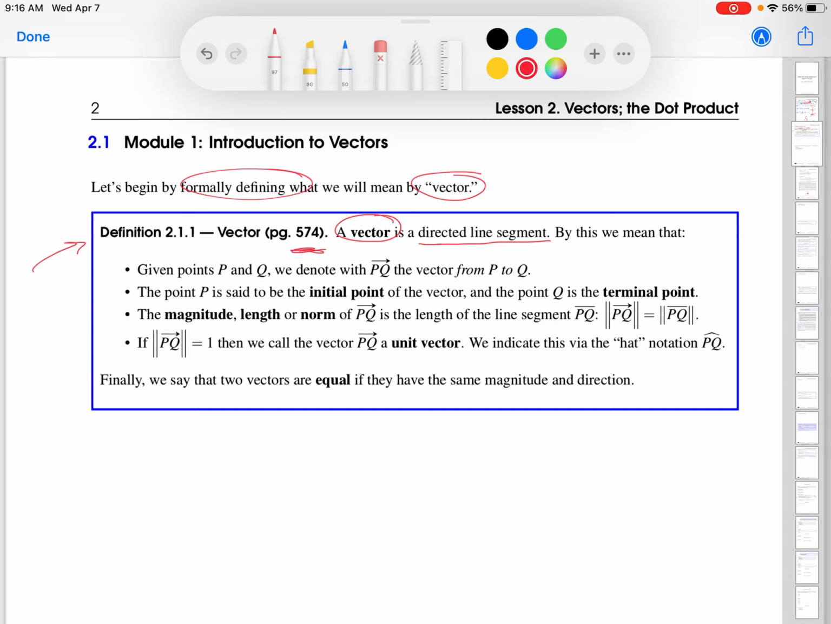So let's just pause there really quickly. So we're thinking about a line segment. There's a line segment. And then we're going to add a direction. So maybe that way. Except that normally we put the direction at the very end of the line segment.